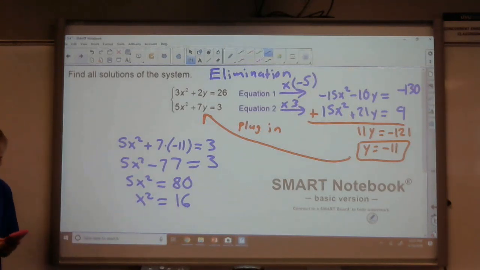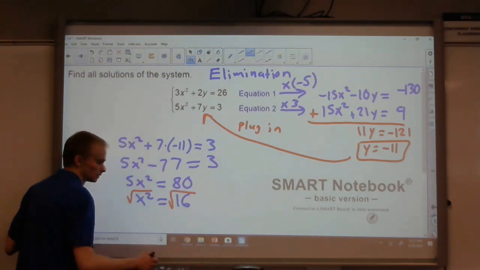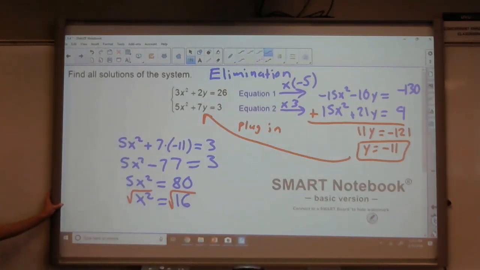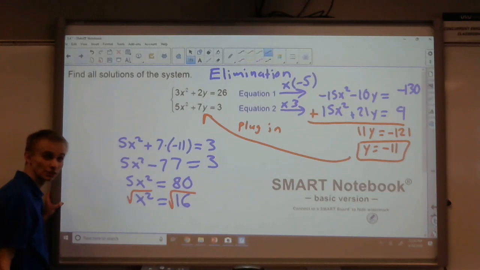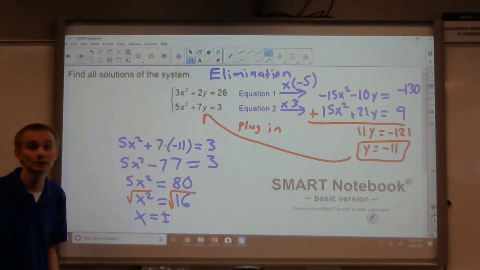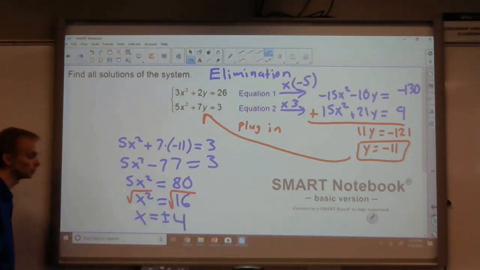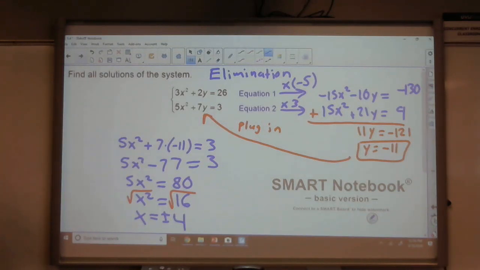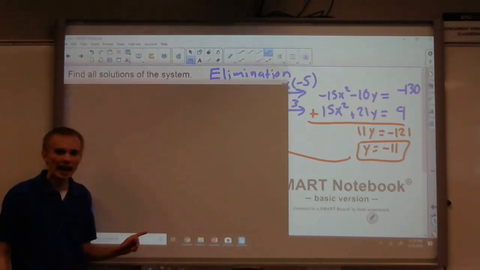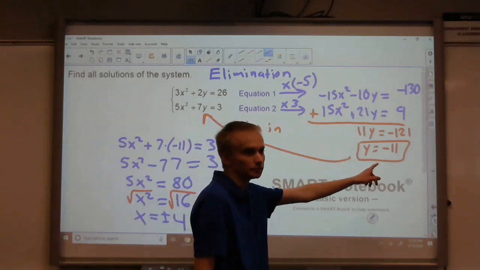Okay. And now I just square root both sides of the equation to solve for x. But be careful, if you do a square root to solve this, what do we need to throw in? We need to have a plus or minus, right? Whenever you take a square root, you do plus or minus, right? So, and square root of 16 is just 4, so plus or minus 4. So in other words, there's two different x values that work here. But only one y value, right?